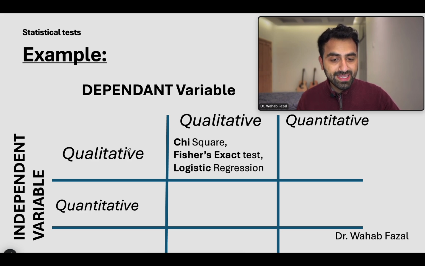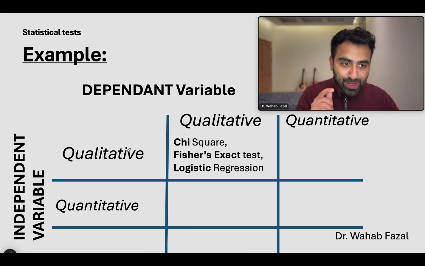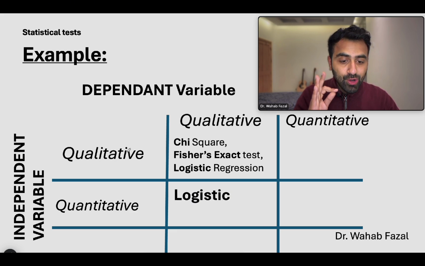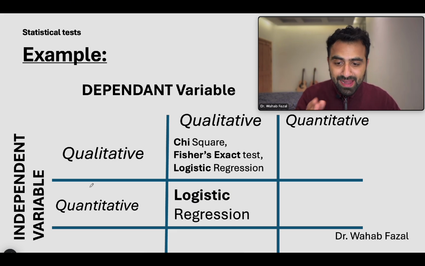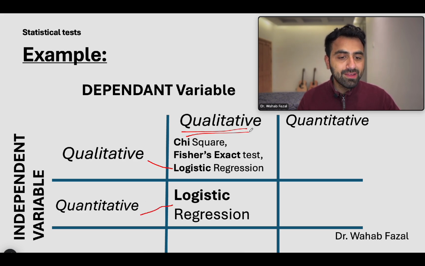Chi-square, Fisher's exact, logistic regression. But I told you in logistic regression, your independent variable can even be quantitative. It doesn't matter. It comes in both, and you predict a qualitative outcome of happening or not. Logistic regression is an answer to both of these if you just have a qualitative yes-no dependent variable. Now let us go to this box.